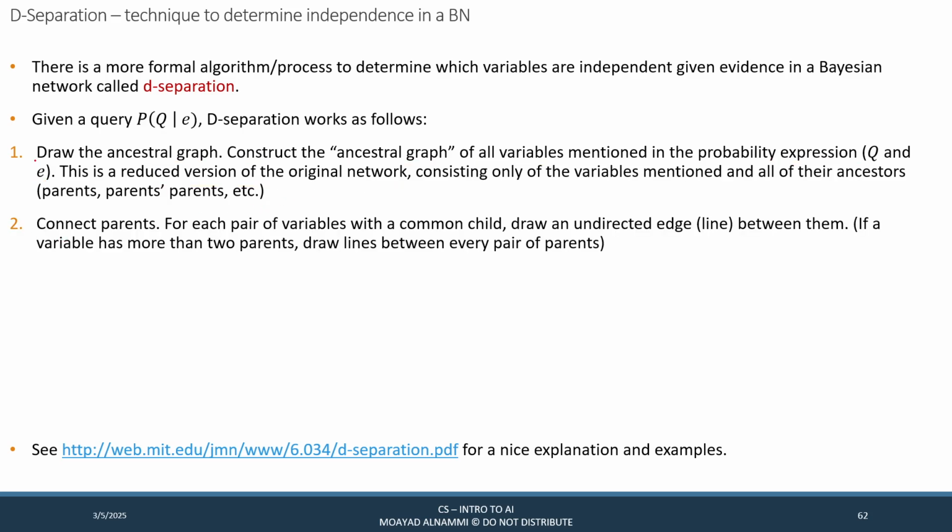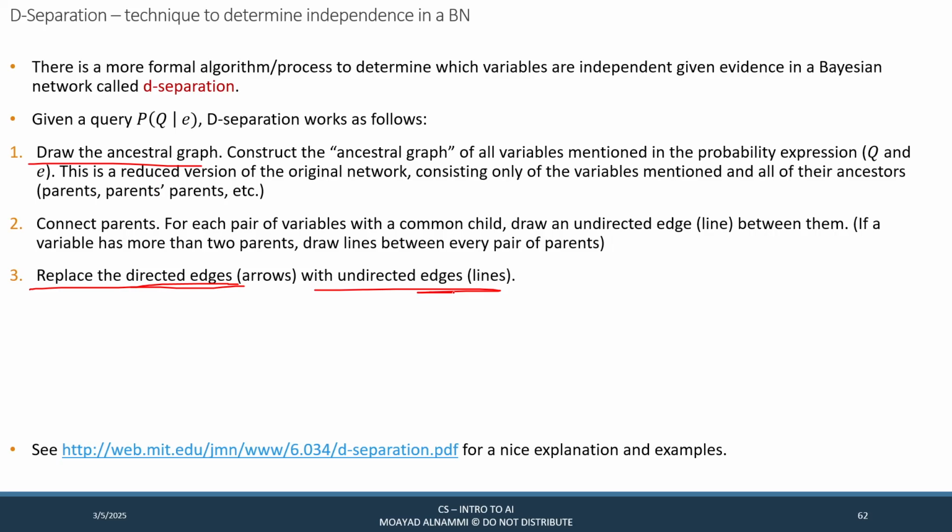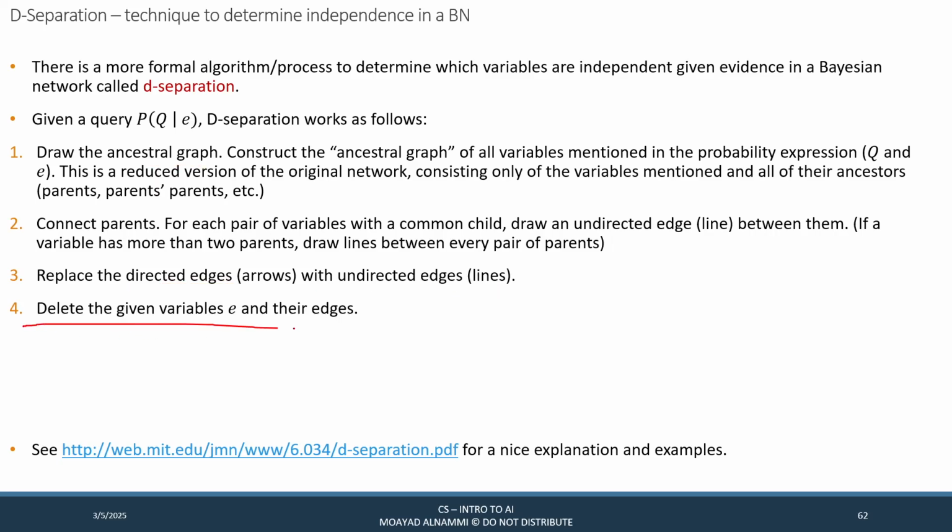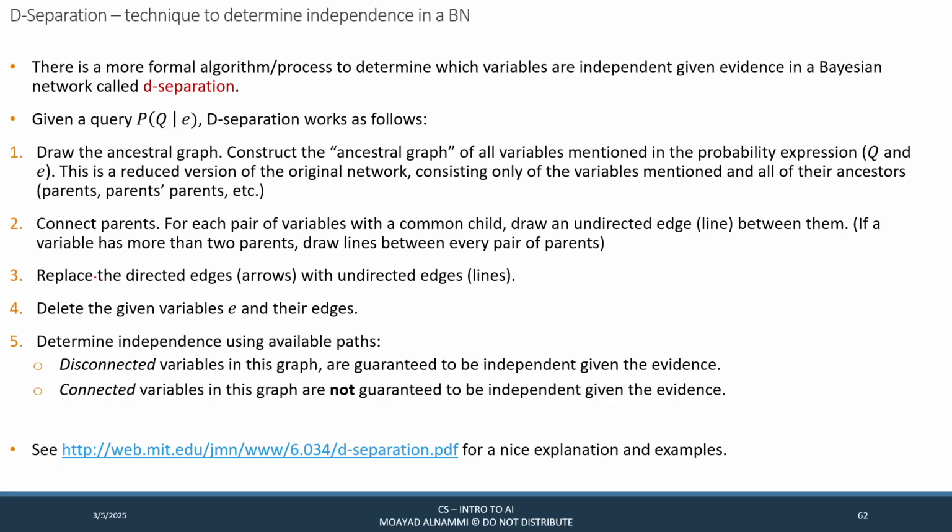Then from the ancestral graph, you're going to connect the parents. For each pair of variables with a common child, you're going to draw an undirected edge or line between them. Following this, because your graph in your Bayesian network is directed, you're going to replace the directed edges with undirected edges. And then finally, you're going to delete the evidence variables from your network. So these are the four main steps. And I don't blame you if you don't understand what this is saying. I think it would be better to just show some examples.